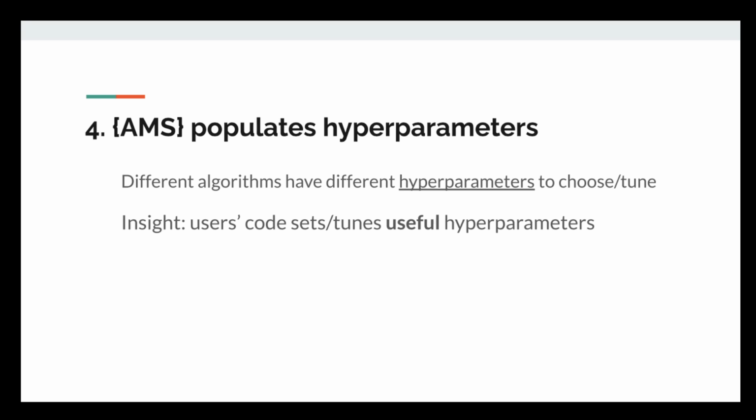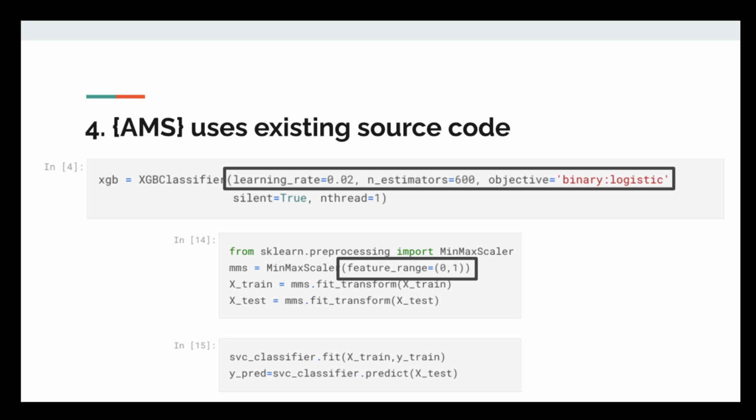The insight for AMS is that user code will tend to set and explicitly tune hyperparameters that are useful. So if there are hyperparameters that are not particularly often tuned, we may assume that their default values work well, and we shouldn't worry about them in our own specifications either. So once again, AMS relies on existing source code, and in this case, it'll identify the set of hyperparameters that users tend to tune and corresponding values.